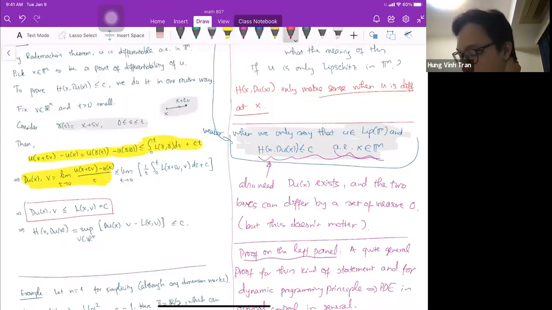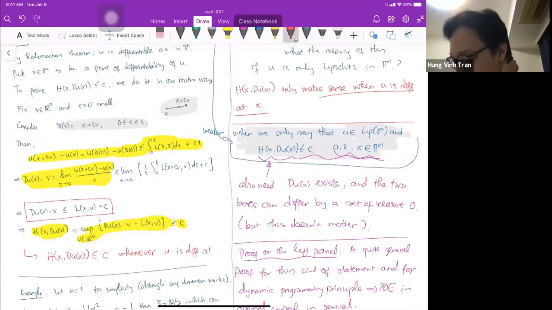So it's just that, right? You would have du x dot with v is less than or equal to l x v plus c. And now you just write out the definition of the Hamiltonian. So you have H of x, du x is just the supremum of du x dot v minus l x v. So this is less than or equal to c. Okay, so we are done. So we would have H of x, du x is less than or equal to c whenever u is differentiable at x.